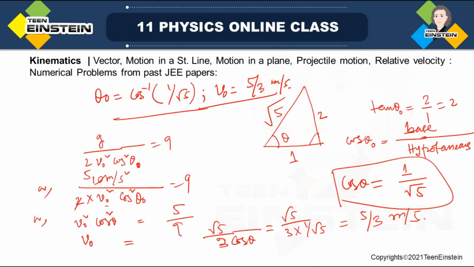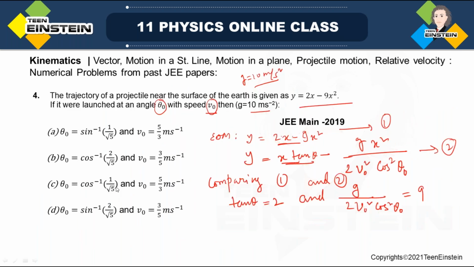Okay, so these are the answers. You can see from here theta 0 is equal to this, so option C will be the correct answer. Obviously we'll check and confirm with the other also. See, this is not there. Excuse me, this is sine inverse, so actually this is the correct answer. 5 by 3 should be there, not 3 by 5. Okay, so we have solved this problem also.